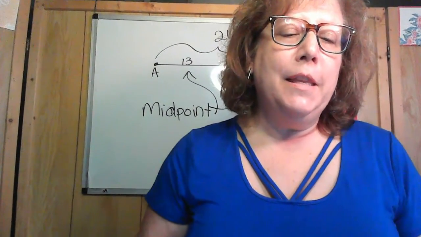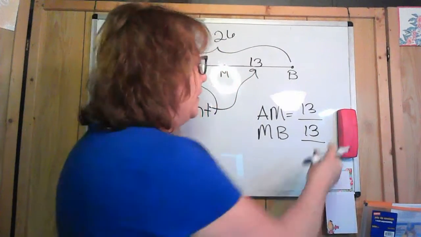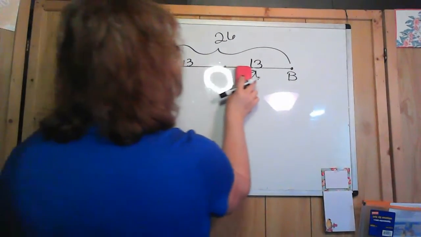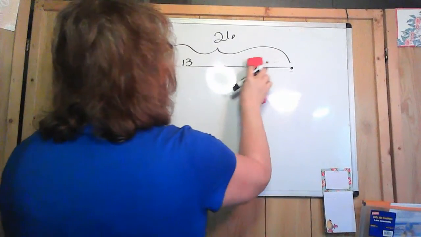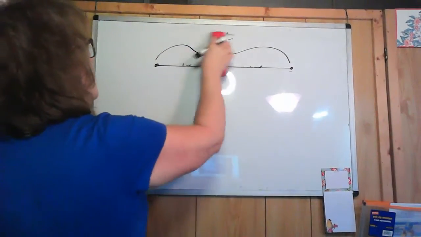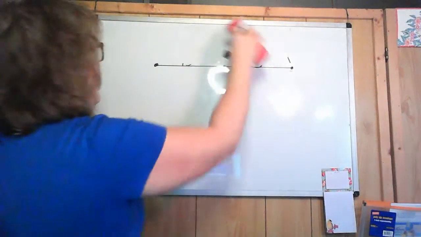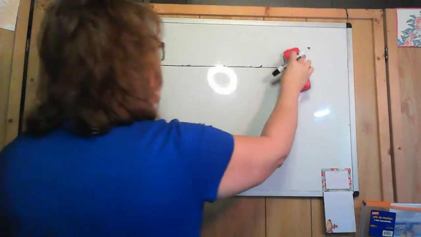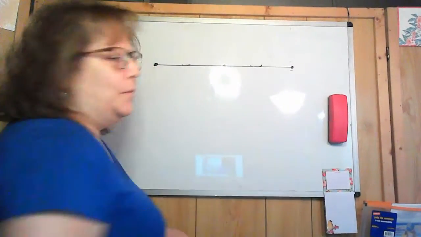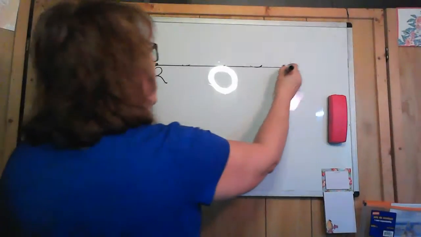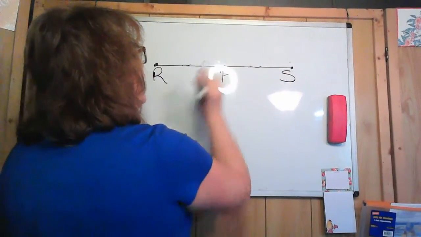Now let's take a look at the next one, and then I'm going to have you do some checkpoints. I'll erase and still reuse this. All right. So we have another line. Now this one is RS with P as the midpoint. R and S with P as the midpoint.